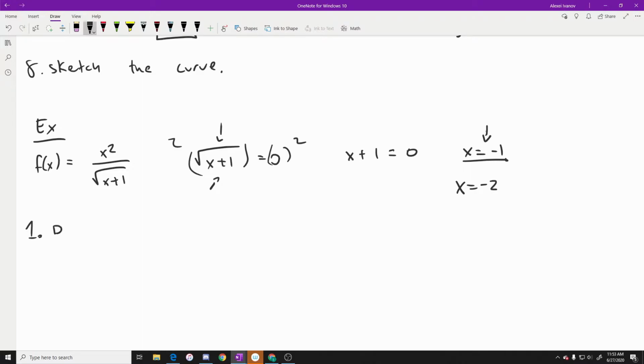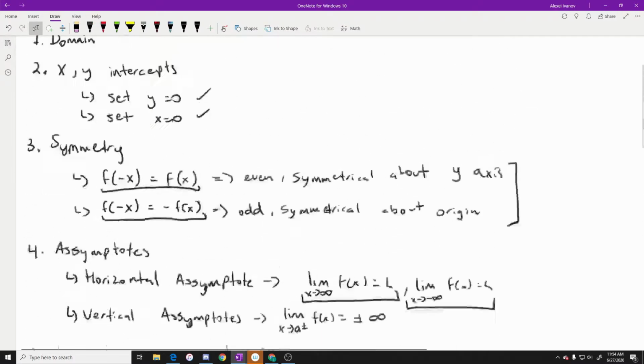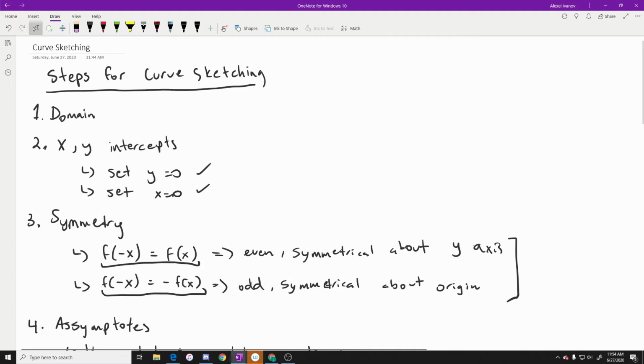So the domain for this function is that x belongs to all real numbers such that x is greater than -1. And it's not including -1, because if we did include it, we would get the square root of 0, which is 0, and then a division by 0 error.